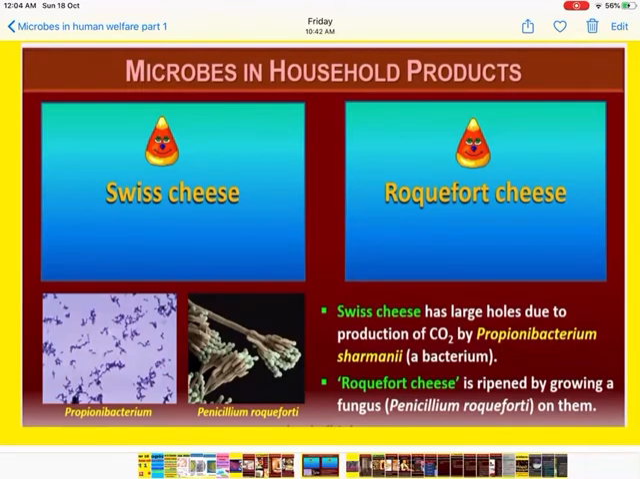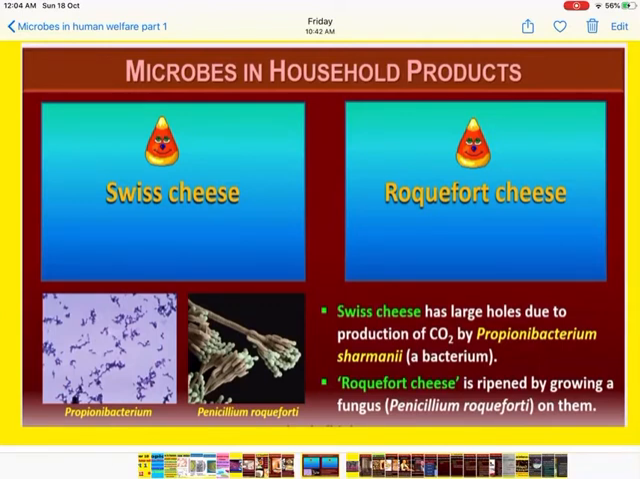The nature and the texture of the cheese are different. Flavor is different. How is this different? In Swiss cheese, we can see large holes because of the production of a large quantity of carbon dioxide. Who is producing this carbon dioxide? Propionibacterium shermanii is the name of the bacteria which produce a large quantity of carbon dioxide and help in making the Swiss cheese which has the large holes.